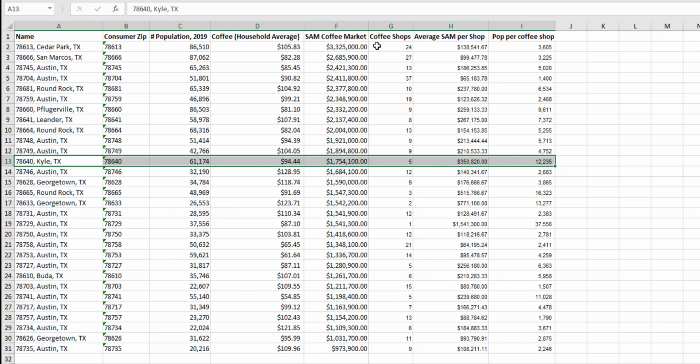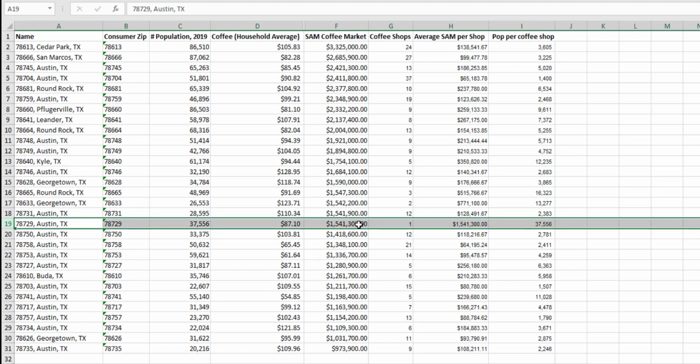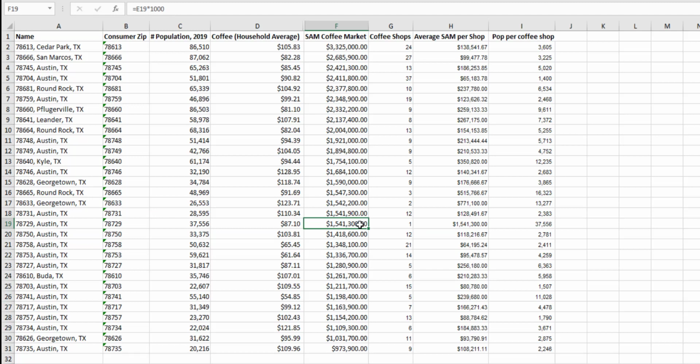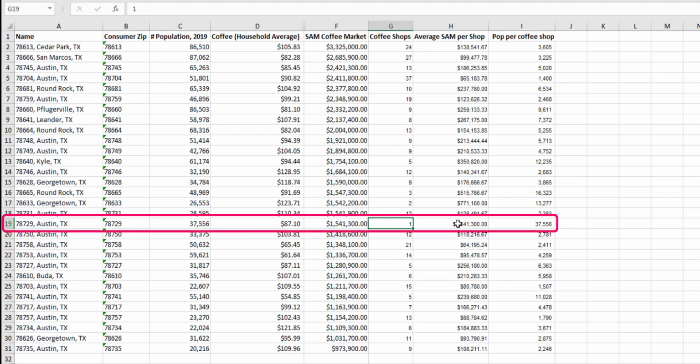But I've got enough data here where I could say, I was thinking about Cedar Park or San Marcos, but on second thought, they don't look as good as Kyle. So this can be extremely useful as a starting point. Something's going on here in 78729 that I saw too. It's a $1.5 million market. It's not a ton of population, maybe 37,000 people, but there's just a handful of coffee shops, maybe one. There could be a couple more than that, and so the potential per coffee shop is actually quite large.